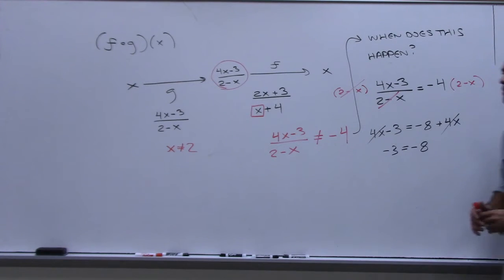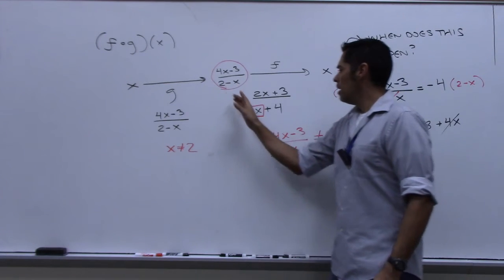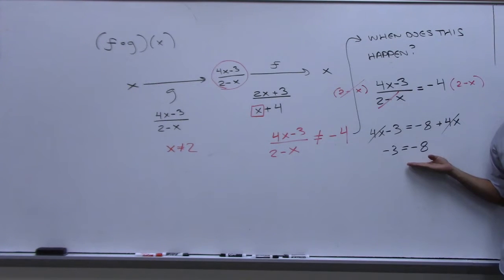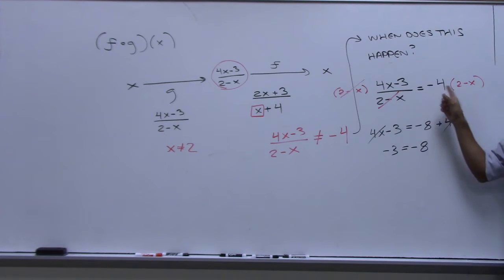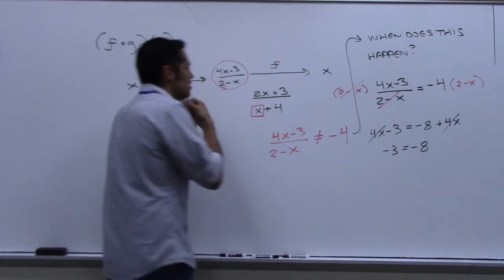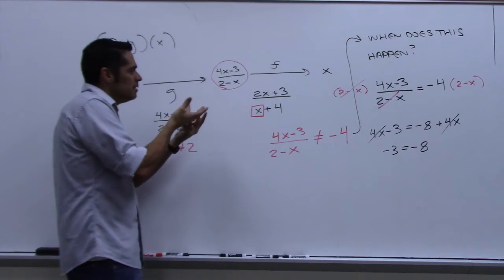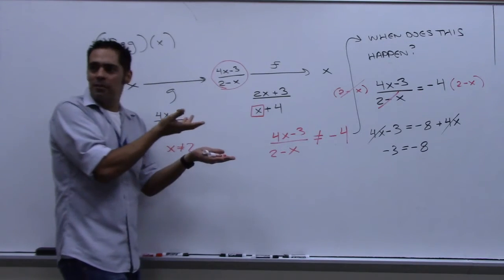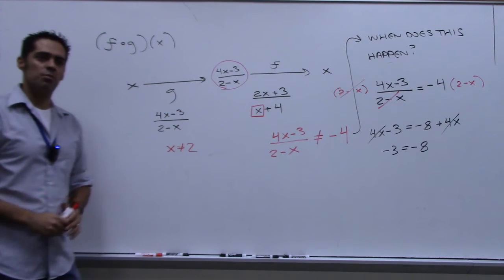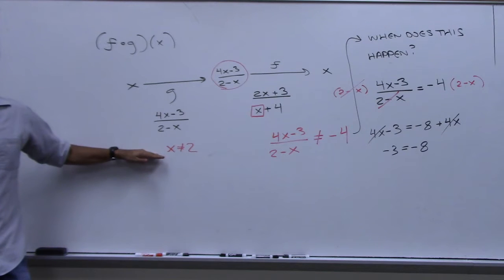That's right. That means that the output of g will never equal -4, because you get an absurd answer here. In order for these two to be equal, you would need -3 to equal -8. And that's not going to happen, ever. So when g is sitting here spitting out stuff, it's never going to spit out -4. Exactly. That's what's happening. So your only domain restriction is what? X cannot be equal to 2.